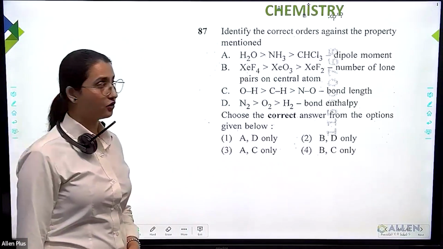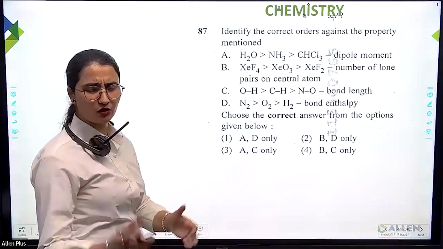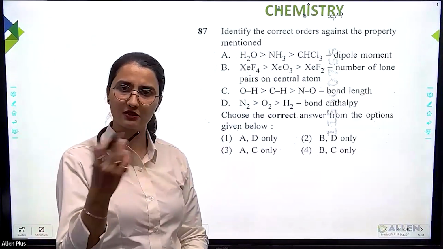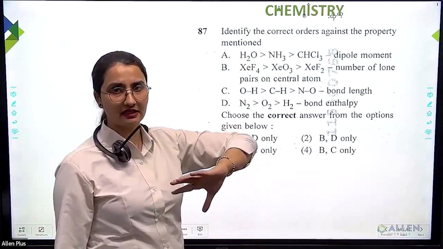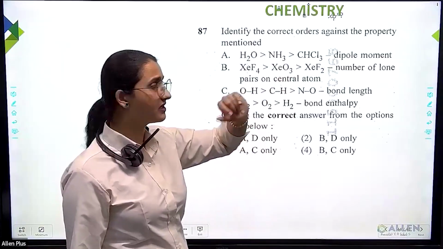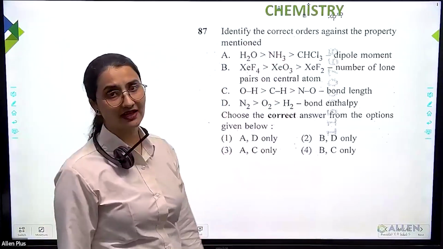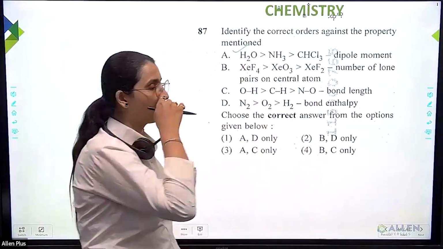Next, it's again from inorganic. Dipole moment. H2O, obviously, O is more polar, no? Dipole moment is mu into d. So H2O has more dipole moment than NH3, correct? It's around 1.8. This is around 1.6 something, right? Not to learn, but these are values. Then NH3. This order is right.